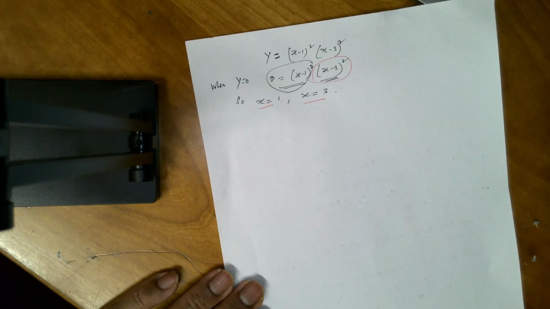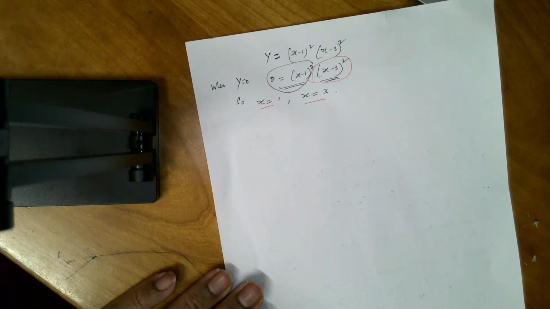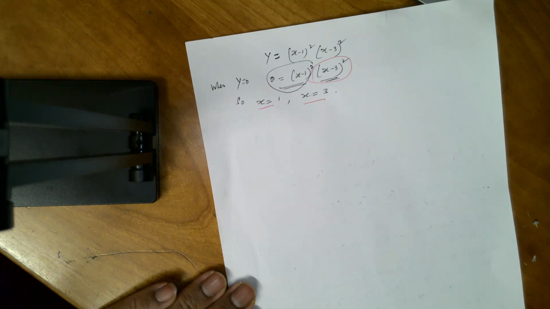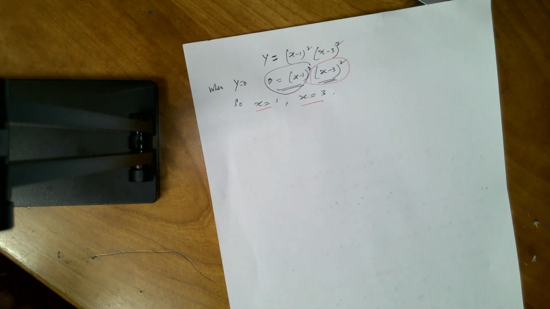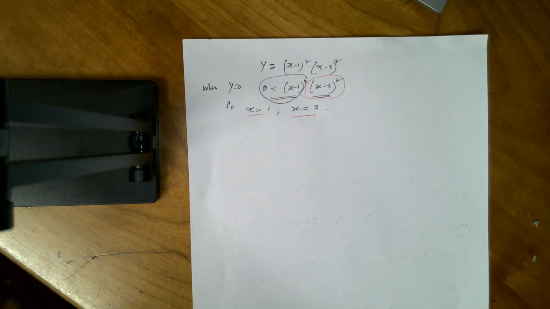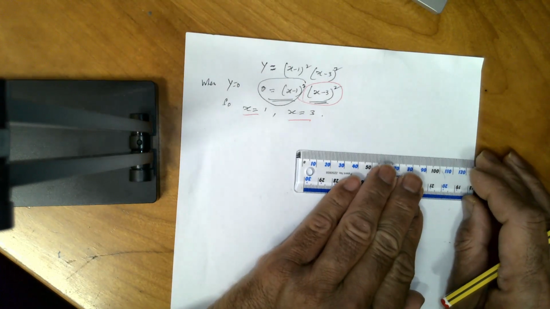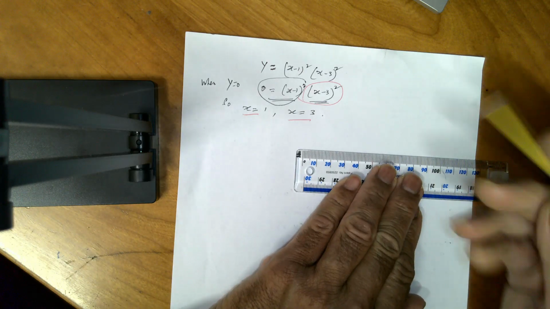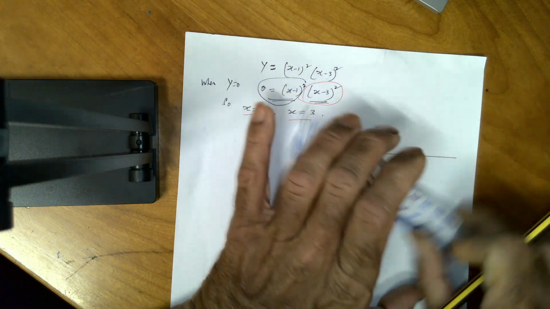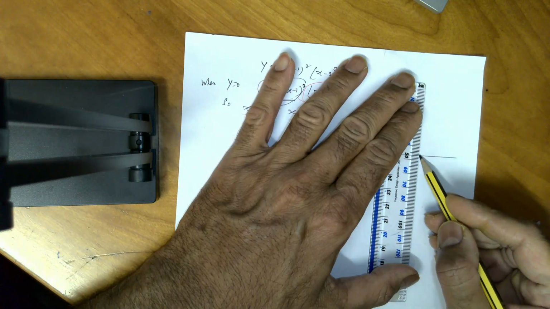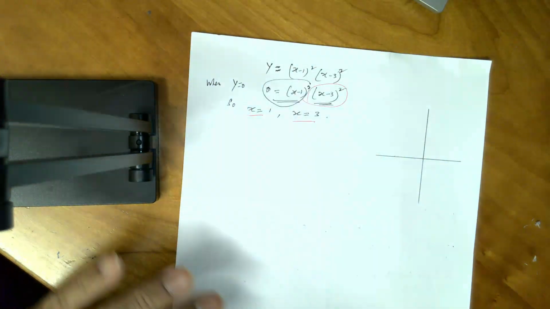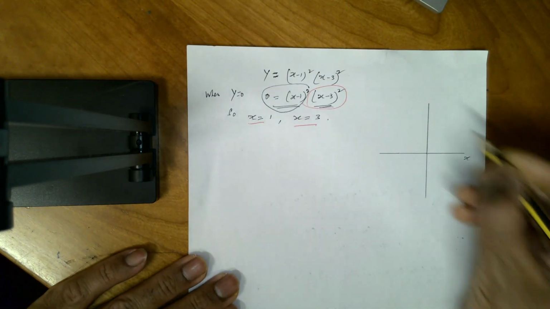Okay, now with this, let me make this graph for you as well. Just give me one moment, please. Let me get my ruler. So let's make the x-axis and y-axis first, so we can pinpoint the coordinates on that. Okay, so you've got your x, and that's your y.